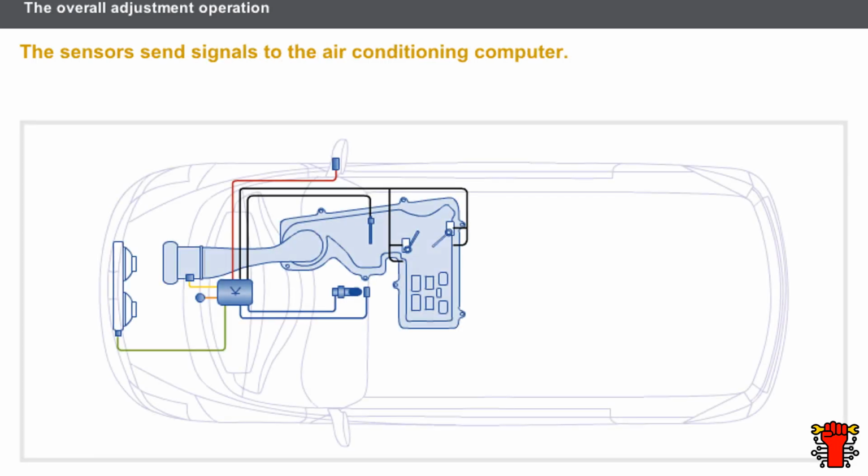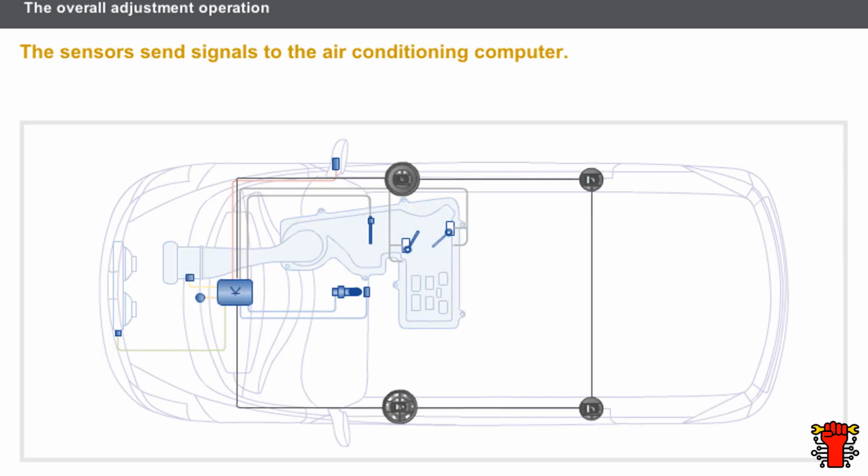The sensors that send signals to the air conditioning computer are the following: the external temperature sensor, the passenger compartment temperature sensor, the refrigerant pressure sensor, the evaporator temperature sensor, the toxicity sensor, the humidity sensor, the output sensor, depending on the vehicle, and the solar radiation sensor. The user's instructions are transmitted to the air conditioning computer via the control panel.